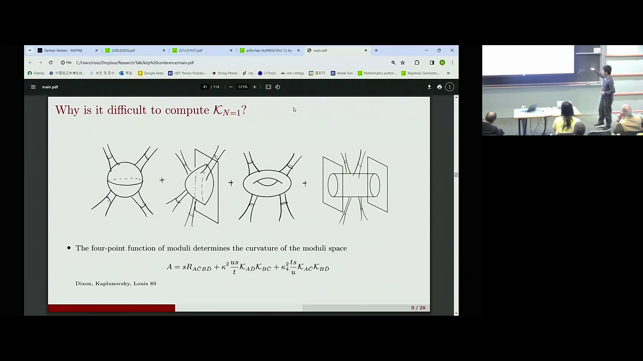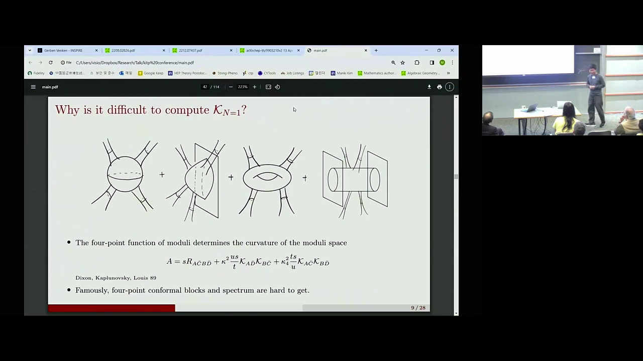And if you take the low energy limit or soft limit, then this is the expression that you get. Using this, you can compute the curvature of the moduli space, and from that you can read off the Kähler potential. But the unfortunate thing is that we do not know the conformal blocks, especially 4-point conformal blocks of the Calabi-Yau CFT, and we do not know the spectrum. So this is a fantasy. We cannot do that.